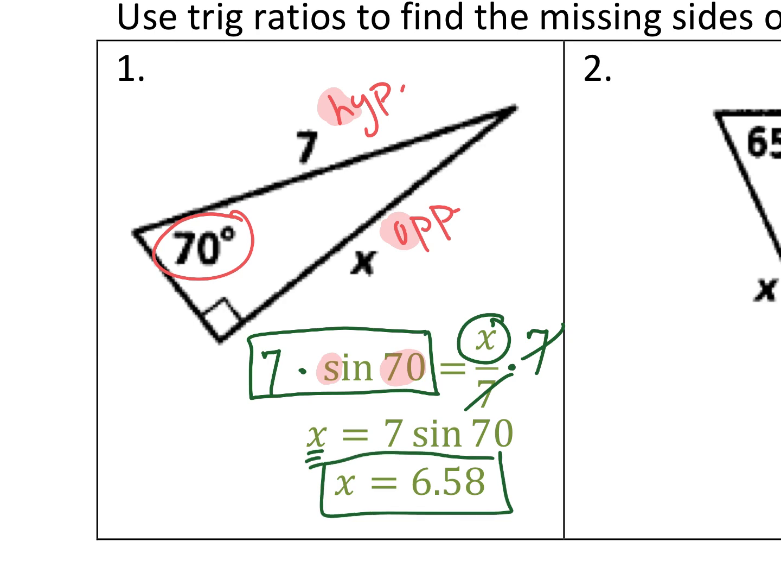That's amazing because we know that 7 had to be the biggest side. So if we got a number bigger than 7, we know we messed up, right? You can't get something bigger than the hypotenuse as your answer. It's not going to work out.